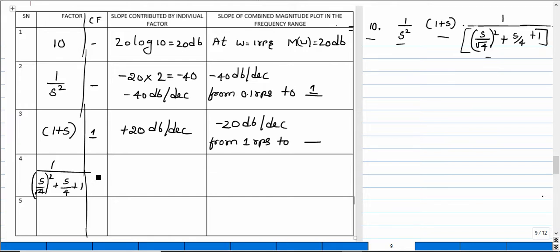So the corner frequency omega n is nothing but, if I consider s by omega n as root 4, that will give you 2 rps. Okay, so let me write that corner frequency as 2 rps. If you check the table, let me take you to the table.